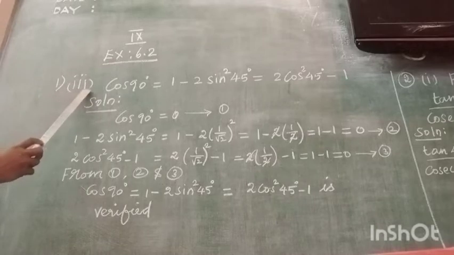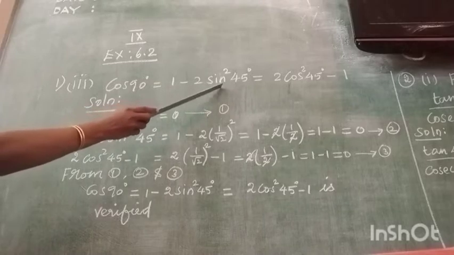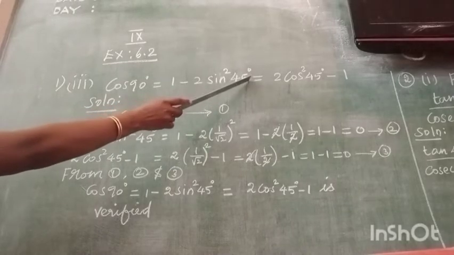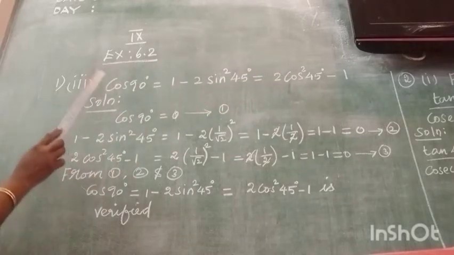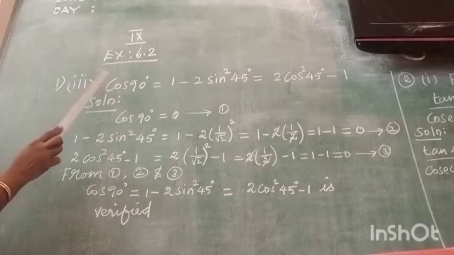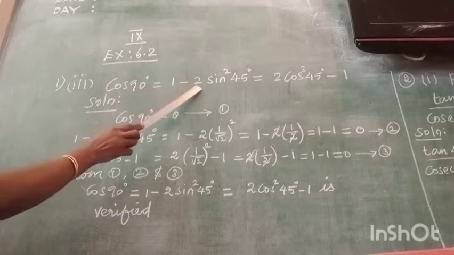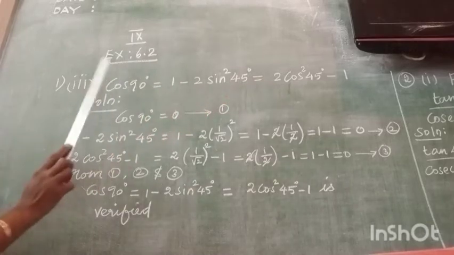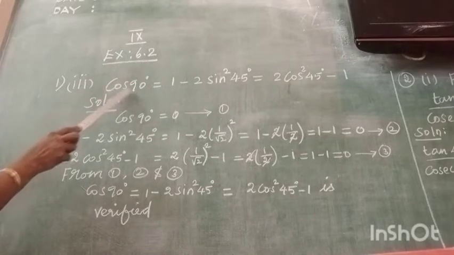First, the third problem: cos 90 degree is equal to 1 minus 2 sin square 45 degree is equal to 2 cos square 45 degree minus 1. We have to verify this. First one is equal to second is equal to third. So we have to simplify this. How do we have to simplify?